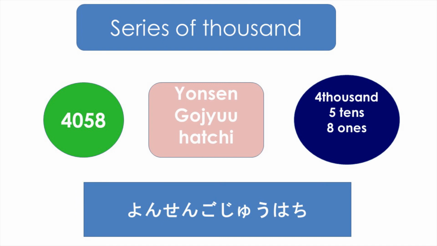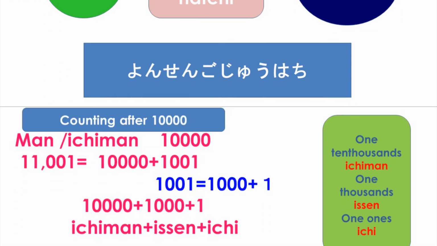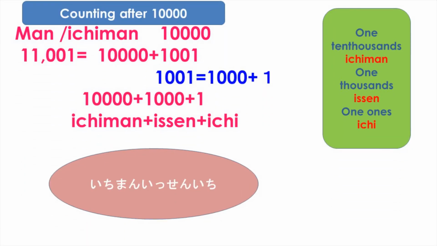I hope you are understanding what I am trying to explain you, so that you can make any number you want without any hassle. Now come on man or ichiman, that is 10,000. Suppose we have to make a number 11,001. That will be 11,000 plus 1,001. And in this parrot box I have written place values also. So at 1's place we have 1. Then at 1000's place we have 1000. And 10,000 place we have 10,000. So the number will be ichiman is sen ichi.